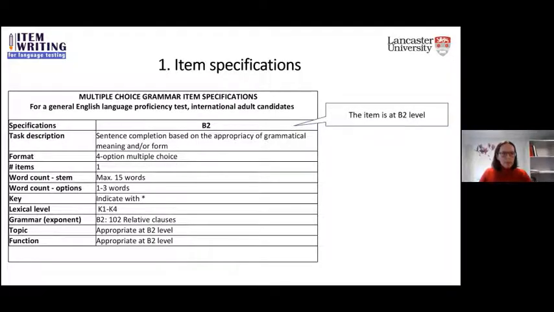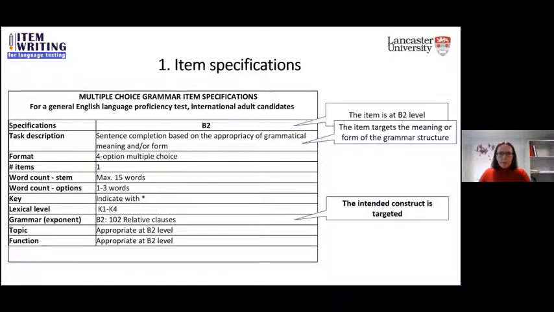Then the task description: it should be sentence completion based on the appropriacy of grammatical meaning and/or form. So the criterion can be that the item targets the meaning or form of the grammar structure, and so on for each specification requirement that can then be turned into a moderation criterion. The important thing here is not to overlook and to emphasize the intended construct. The most important thing that has to be looked at during moderation is whether the item targets the intended construct as it was specified in the specifications. So that is the first source of moderation criteria.